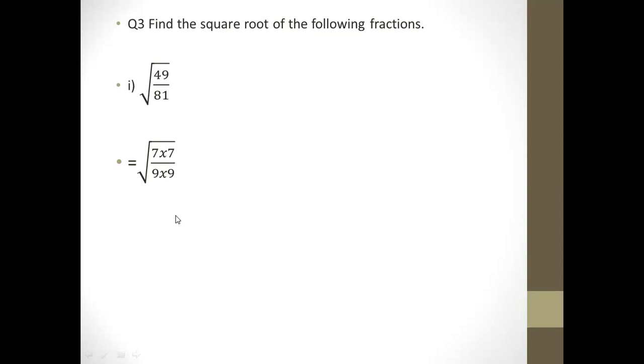So 7 power 2 and 9 power 2. So these powers will cancel with the square root, because square root value is 1 over 2. So square and square root cancel, square and square root cancel, and you get the answer 7 by 9. Just like question number 1 which you did, but the only difference is that in the numerator you have a separate number and in the denominator you have a separate number. So you factorize both numbers, numerator and denominator, and you write it in the form of power 2, because the square root value is 1 over 2, so it will cancel with the power.